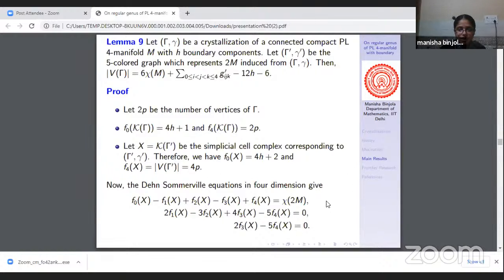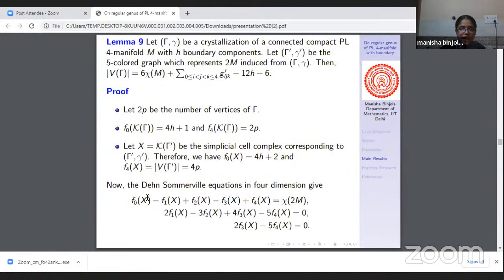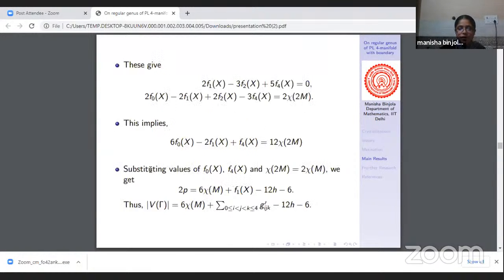Now we have these 3 equations which tell the relation between the Fi's, and these are called the Dehn-Sommerville equations. And as we solve them, we get these 2, and then again we get this one. Now we substitute the values of F0 and F4 from here, and we use this relation. We get it from the behavior of the Euler characteristic under union. So we can easily get this. And then substituting here in this relation, we get our result.